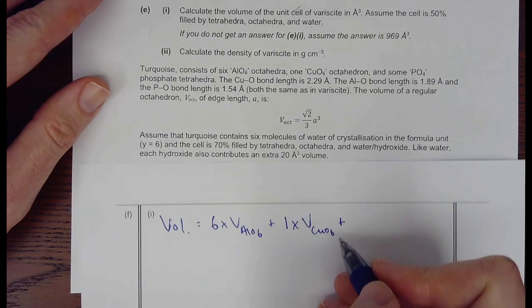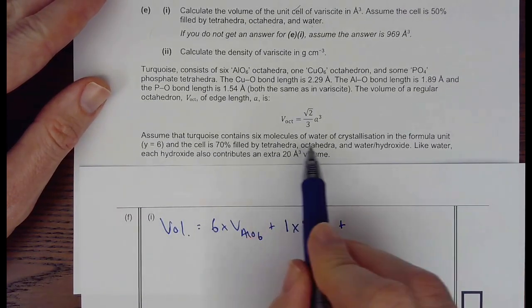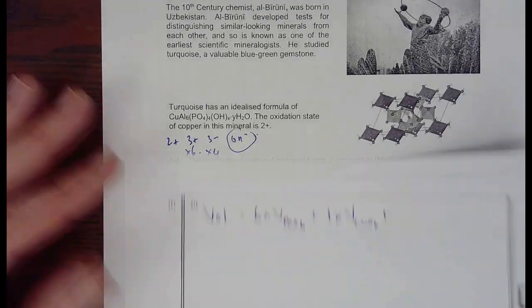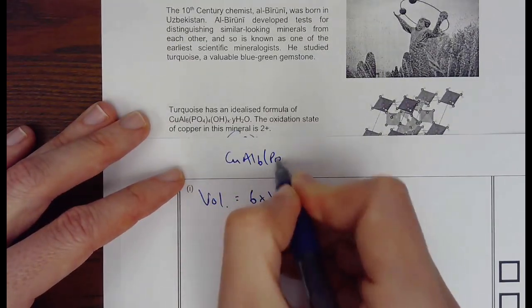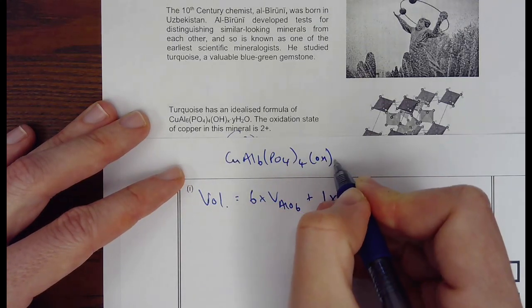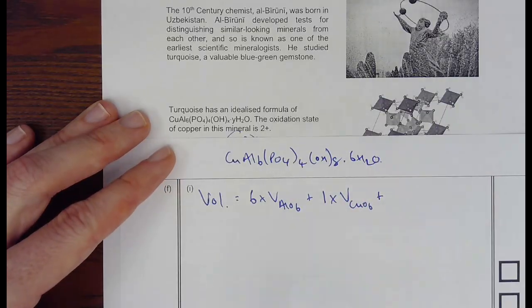Let's have a look. Hold on. Assume that turquoise contains 6 molecules of water of crystallization in the formula unit. Y equals 6. Let's go back. Where are we? So we're given the formula for turquoise here. I'm going to write that out again: CuAl6PO4 OH8, because we worked that out earlier, 6H2O. Okay, fine.